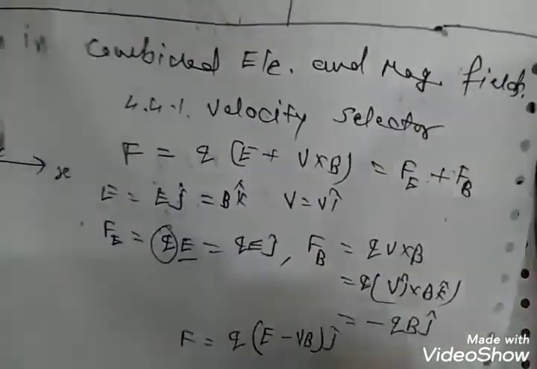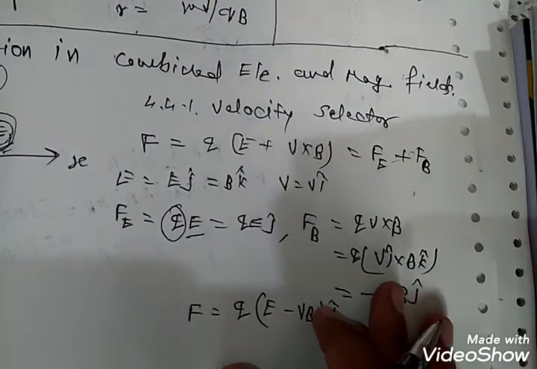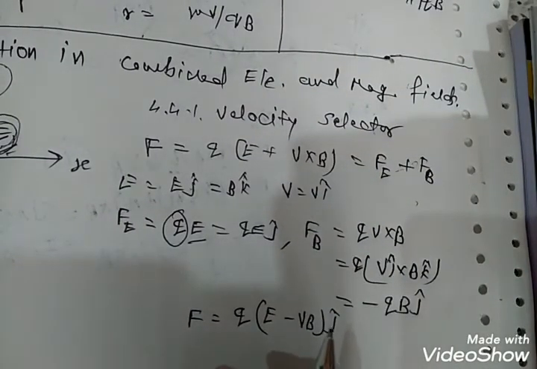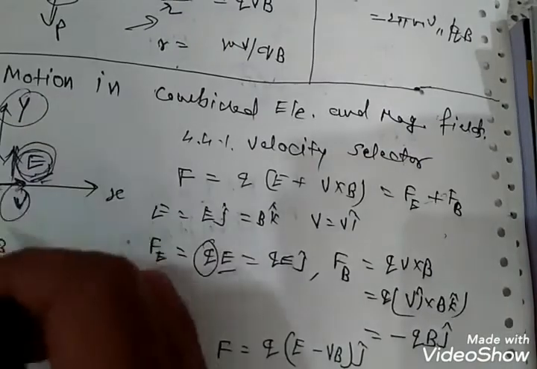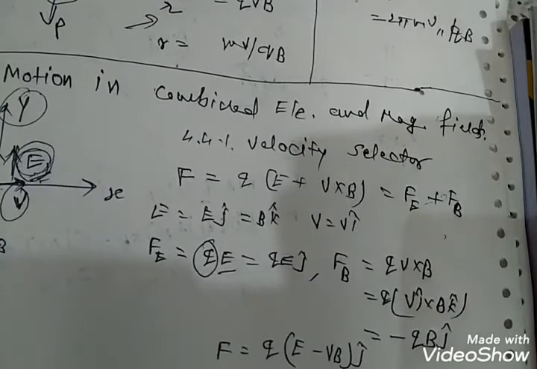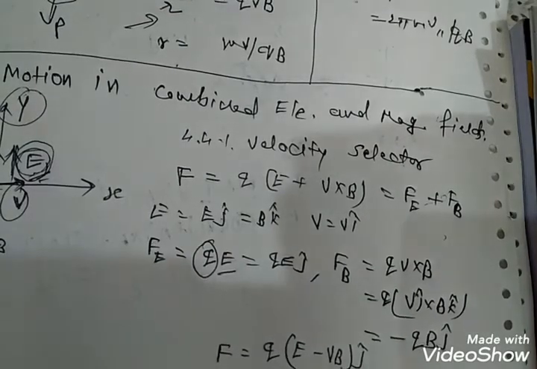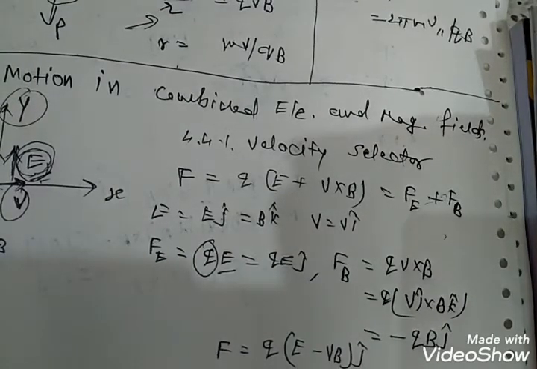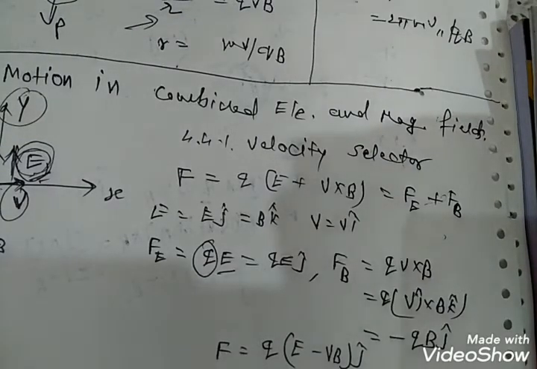Okay, now the electric and magnetic force are in opposite directions, as shown in the figure. Suppose we adjust the values of E and B so that the magnitudes of the two forces are equal. Then the total force on the charge is 0, because the two forces are equal. So the charge will move in the field undeflected.